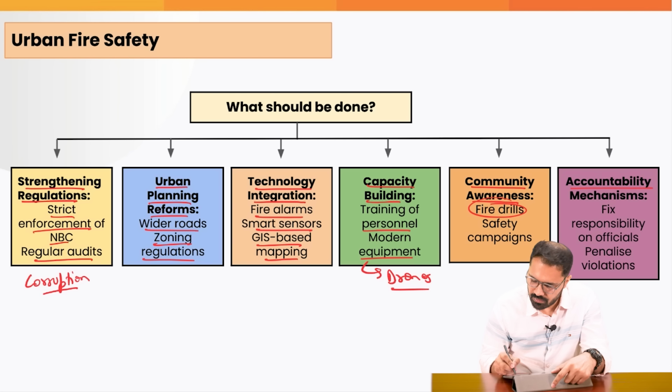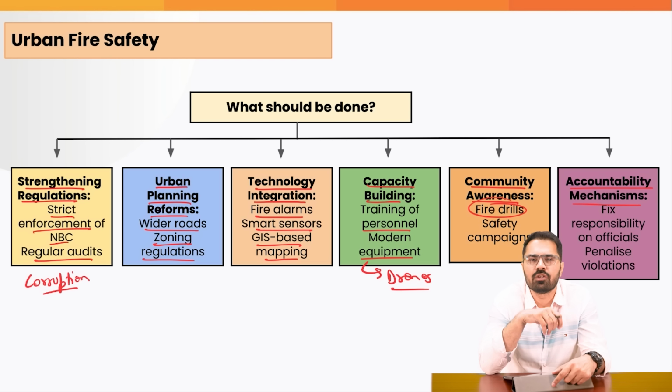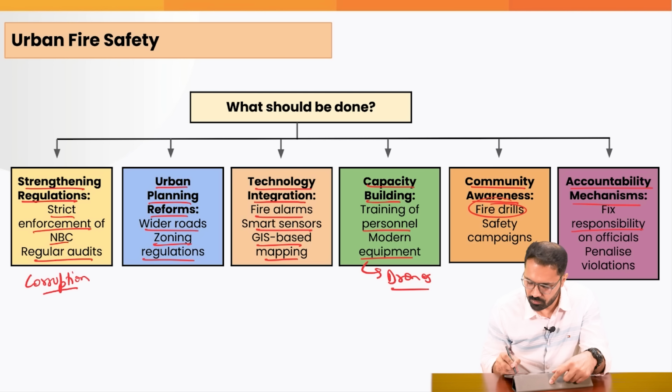Then you have to have an accountability mechanism. Somebody has to take the responsibility or accountability for the incidents happening. There would be somebody who has allowed these kinds of haphazard constructions which were not compliant with the safety norms. So somebody has to take the accountability. Who does it? We have to fix responsibility on the officials, and we have to penalize the violations.